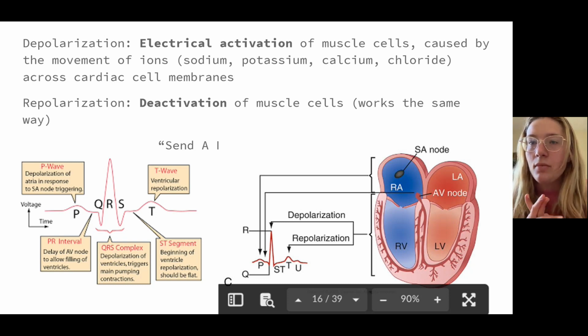Okay? So, lots of different things can contribute to that. Specifically, it's going to be our SA node that triggers this whole electrical activity across the heart to help us with pumping. However, certain ions such as sodium, potassium, and calcium can affect the heart. If we have any sort of electrolyte imbalances, this can negatively impact the electrical activity of the heart.